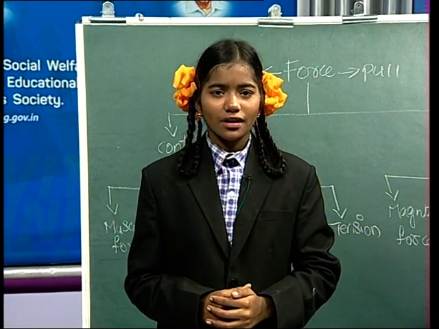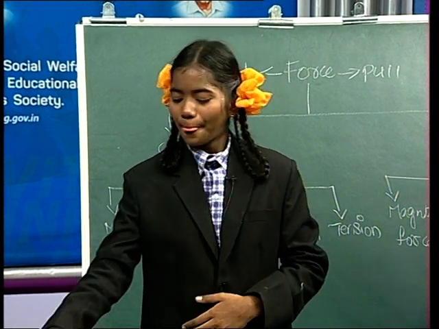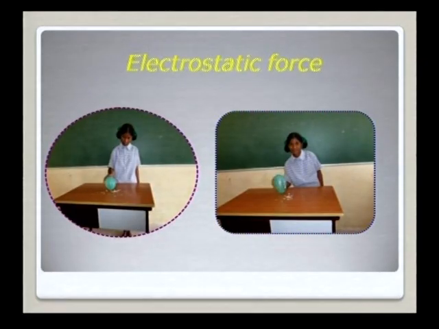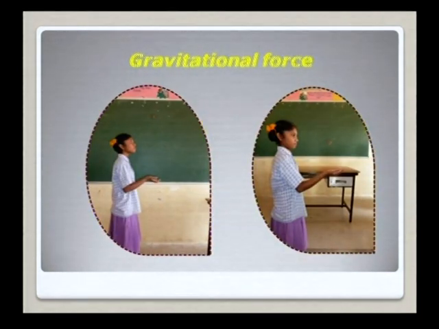Friends, did you understand? Okay, are you following me? The next one, electrostatic force. Here one student did an activity with a balloon. She inflated the balloon, tied up the open end, placed pieces of paper on the table, and then she rubbed the balloon on the table and brought the balloon near the pieces of paper. In this picture we can observe that the electrostatic force is acting on the papers.